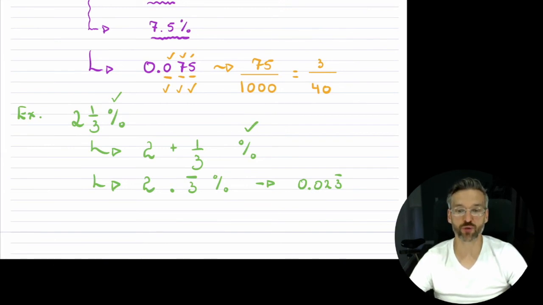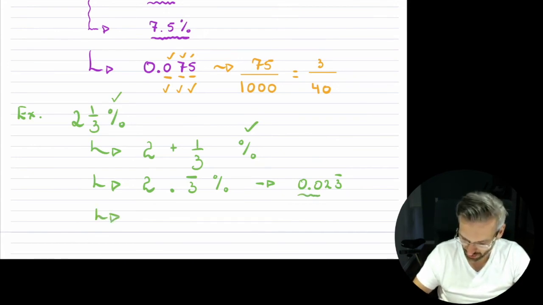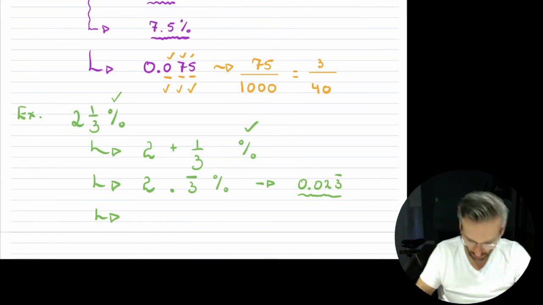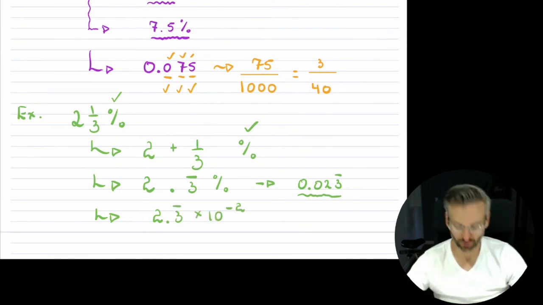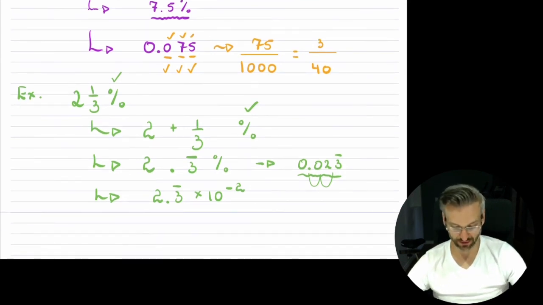Now, what if you wanted to write this in scientific notation? Well, now that we already have the decimal, then writing this in scientific notation is not really a big deal. Just like in the previous example, this would be 2.3 bar times 10 to the minus 2. Notice what I did was we're shifting over by 2 decimal spots. And I encourage you to watch those videos on scientific notation's decimal conversions. All right, so now we have a percent, we have a decimal, we have scientific notation.